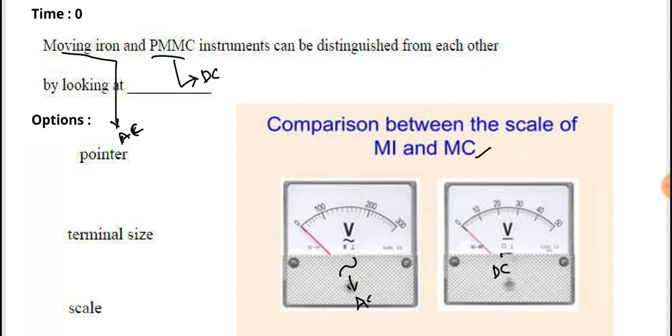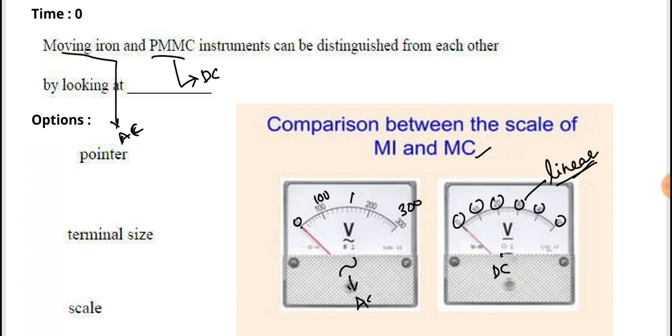Why? Because in AC instruments, see here 0, here we have 100, and here we have 300. It is non-linear. In the other one, we have 0, 10, 20, 30, 40, 50. The scale is linear here, just like a small scale for drawing lines, with the same spacing between lines. Here we will not have linear spacing; it may be 100, then some 180 like that. So the scale will be non-linear. By looking at the scale, you can say.